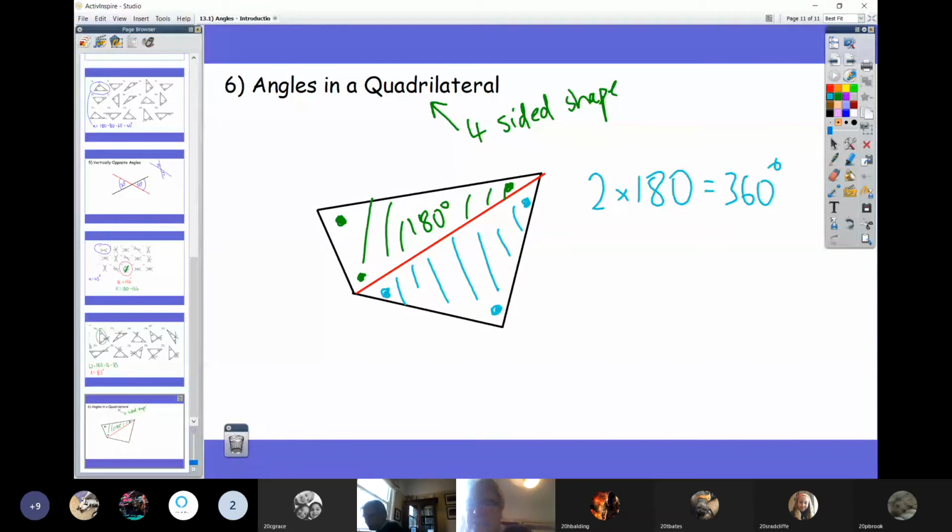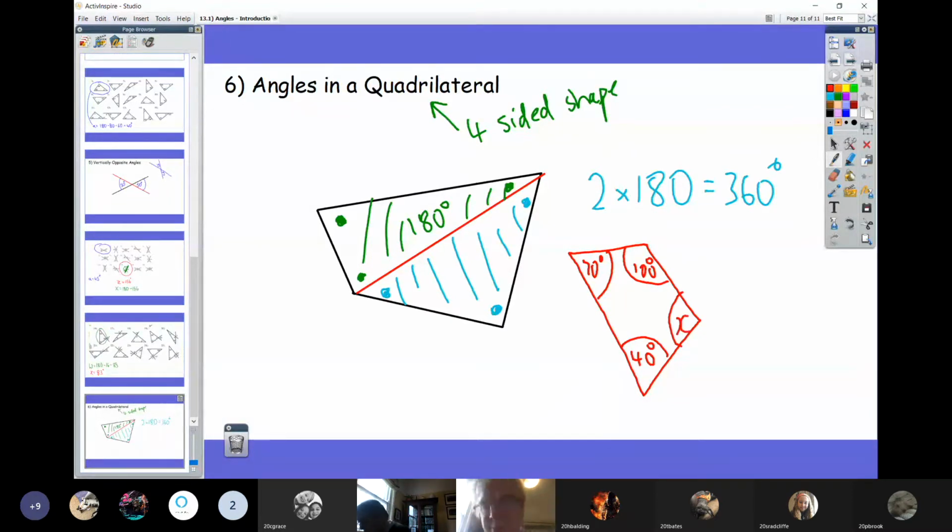So for example, if I had a question like this, there's a four-sided shape, and I knew that that was, say, 70 degrees, that was 100 degrees, and that was, say, 40 degrees, and I had to work out what X was. Well, they all add up to 360. So to work out what X is, I do 360, and I take away the other three angles to get my answer. So that's it, folks.